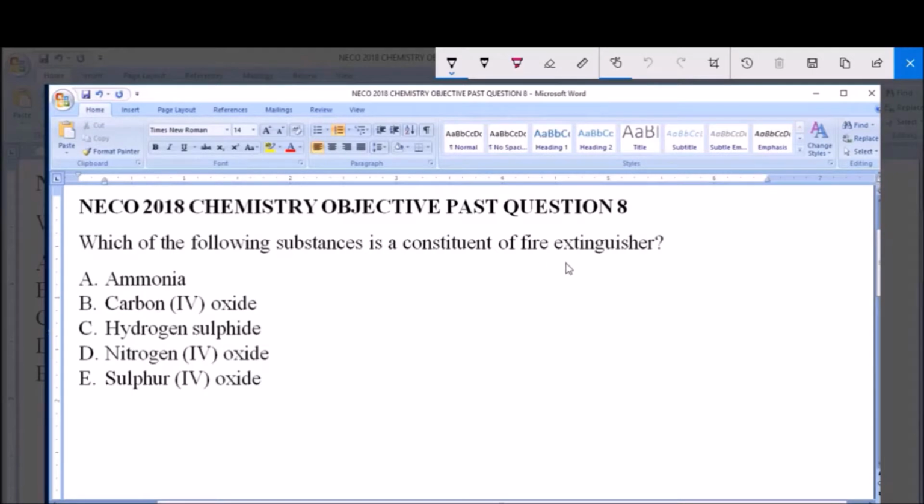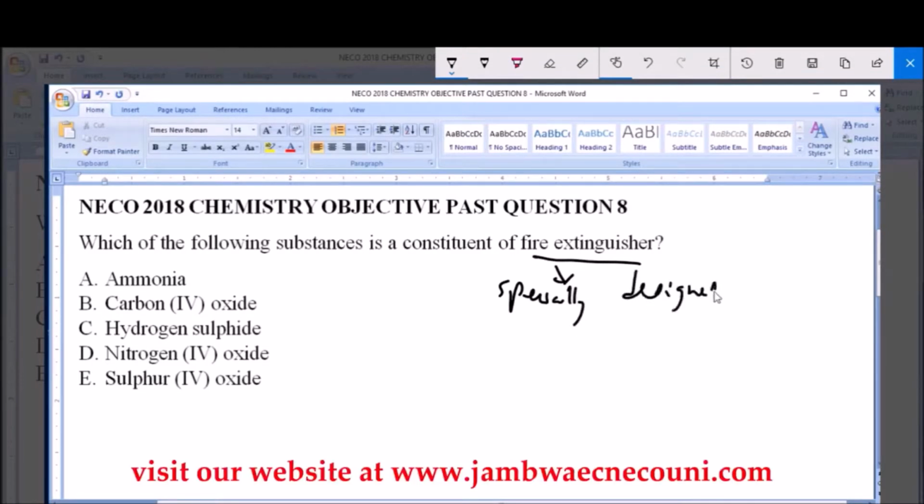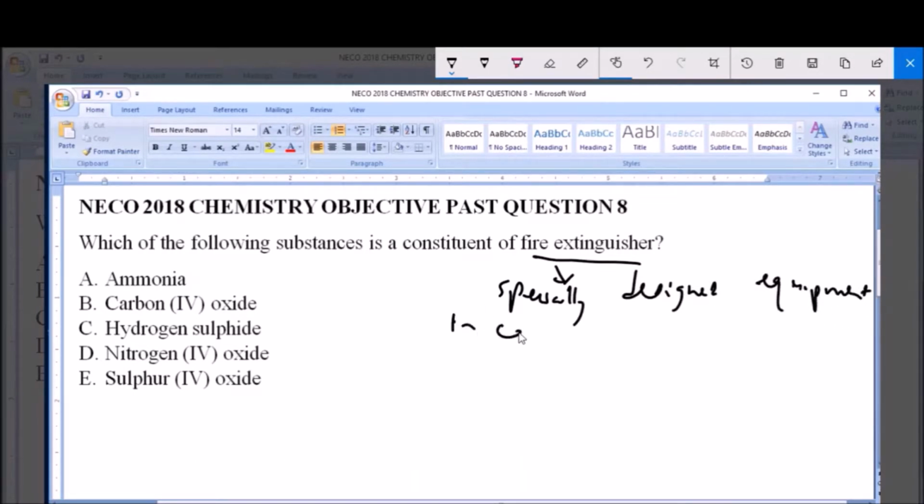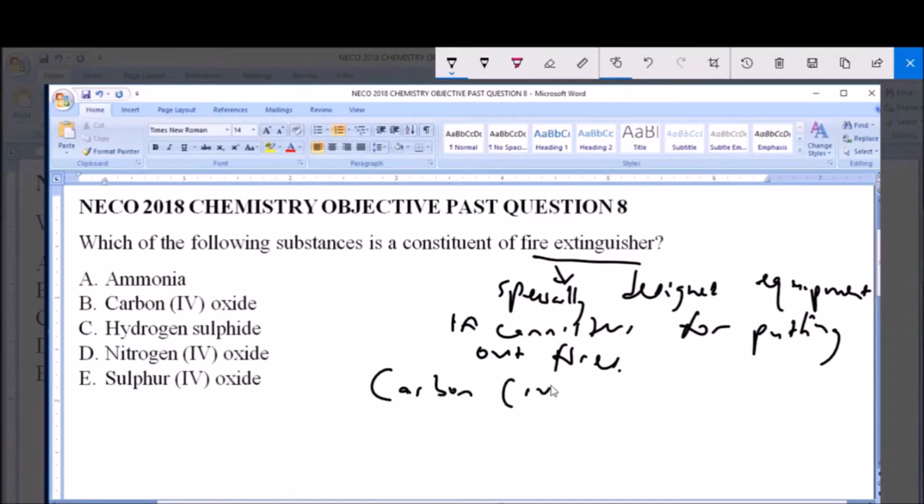So fire extinguishers are, of course, specially designed equipment, in canisters, for putting out fires. So these fire extinguishers are commonly made up of carbon 4 oxide or CO2.